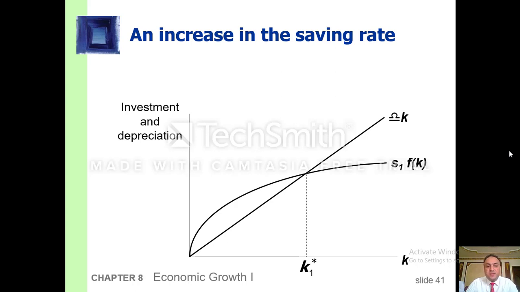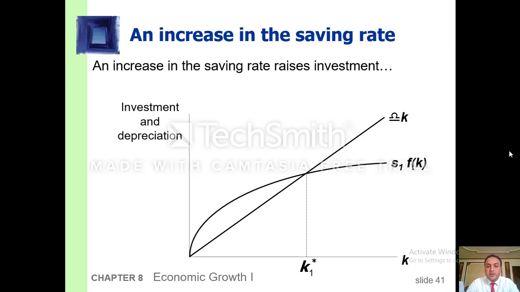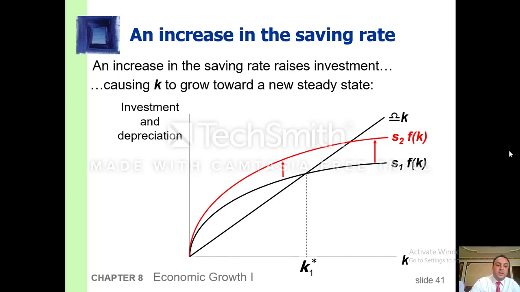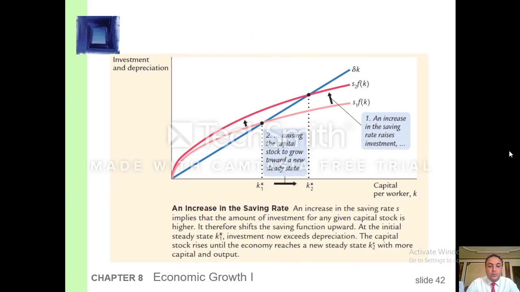Finally, we can see the increase in the saving rate, how it affects this. An increase in the saving rate will raise the investments. You can see here the saving curve shifts upwards, causing the capital to grow towards a new steady state. We can see here the new intersection between the S2 and the depreciation curve. So you can see the capital grows toward a new steady state. It moves from K star 1 to K star 2.